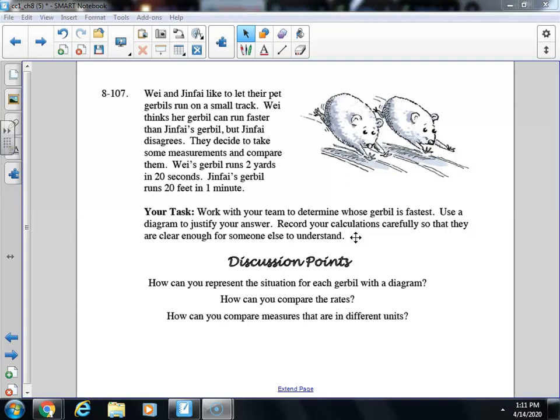So go ahead and pause your video for a couple of minutes. Go ahead and create a diagram for Wei and one for GenFi. They do not need to look like ours. There are lots of different ways to draw and represent diagrams. The important thing here is, can you justify whose gerbil is running the fastest based upon your diagram? So go ahead and pause the video.